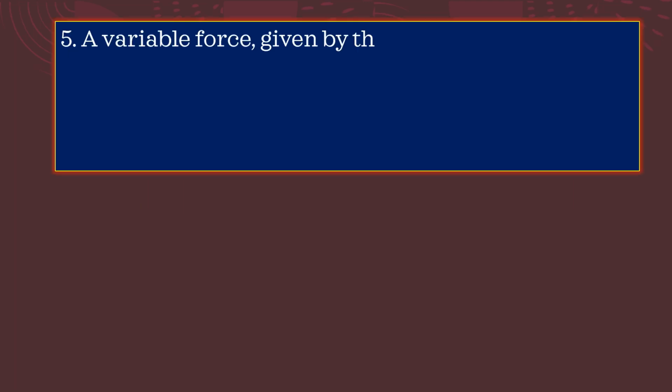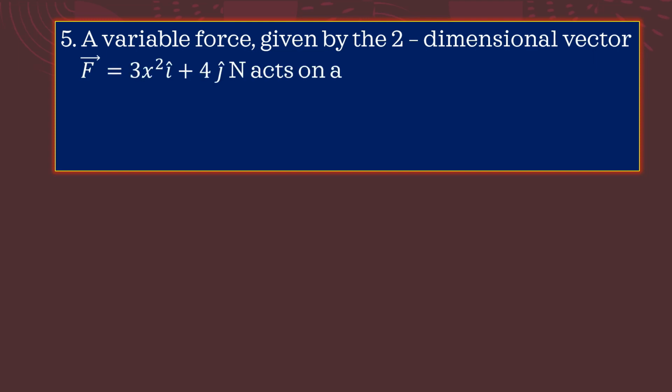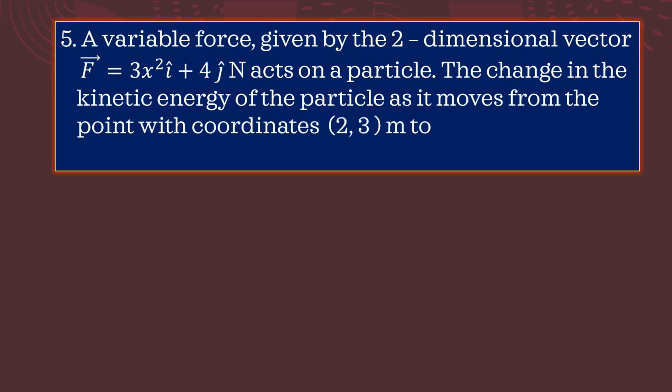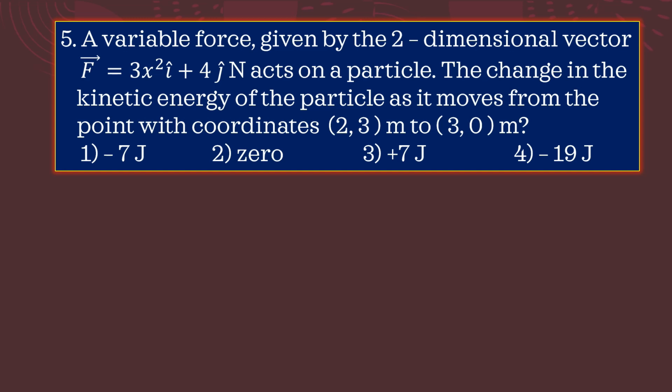A variable force given by the two-dimensional vector F bar is equal to 3x square i bar plus 4j bar newtons acts on a particle. The change in the kinetic energy of the particle as it moves from the point with coordinates (2, 3) meters to (3, 0) meters. Now let us go to the solution. We have to calculate the change in the kinetic energy.